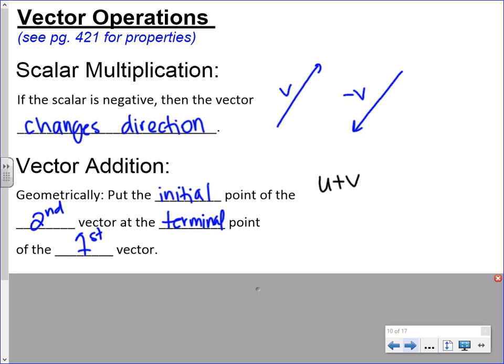Here's our picture. u plus v. If I have vector u, then to add vector v, I'm going to put the initial point at the terminal point. So I'm going to connect them, but keeping them in that same direction, whatever they are. When we connect the initial and terminal points that aren't already connected, that is u plus v. Is that something that you did in physics? Okay. Excellent.